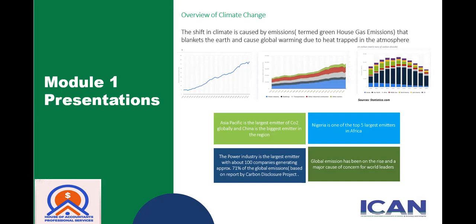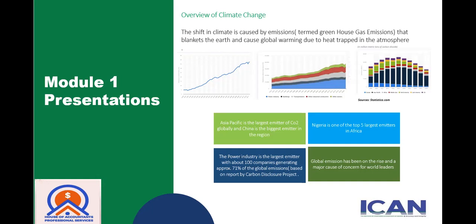Particularly China. Then Nigeria is number 1 of the top 5 largest emitters in Africa. And that is more reason why we, as Nigerians, as chartered accountants of Nigeria, must find this topic very interesting. The next one is that the power industry is the largest emitter, with about 100 companies generating approximately 71% of the global emission. So what is the power industry? We are talking about oil and gas, power and all this. This is based on a report by the Carbon Disclosure Project.